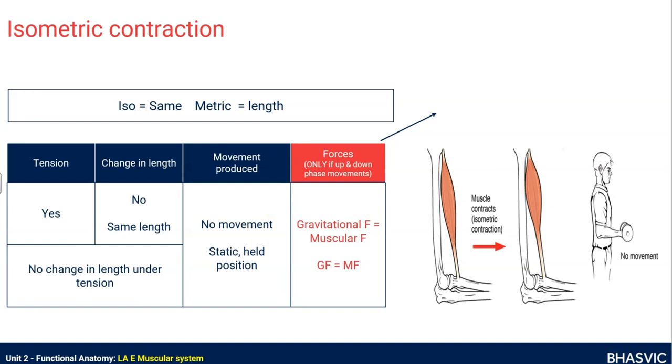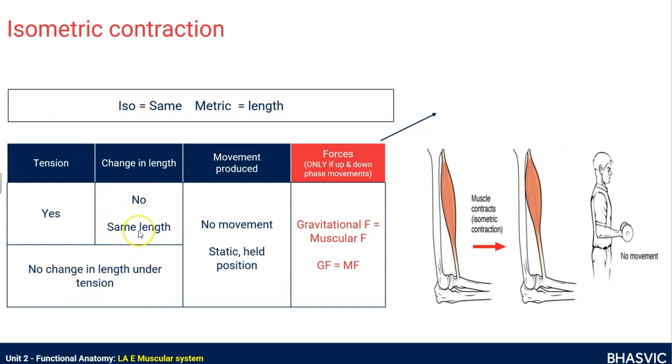Now, other muscles might be creating movement, but whatever this agonist muscle is, it is not creating movement while it contracts. A little phrase that is good to learn, the sort of thing you can write in your answers, is there is no change in length under tension. So whilst the muscle is under tension, there is no change in length. That just combines those two.